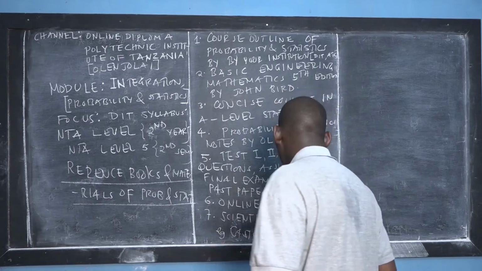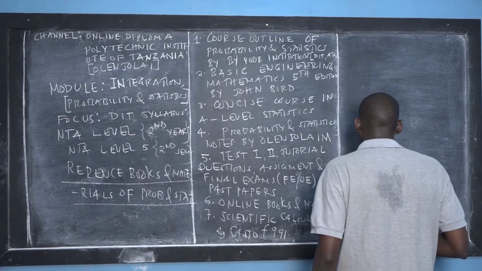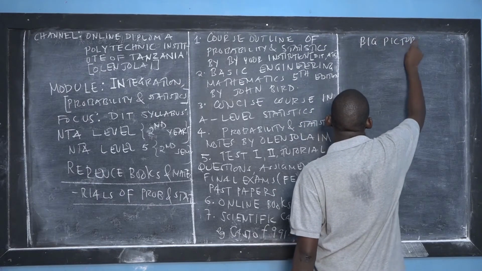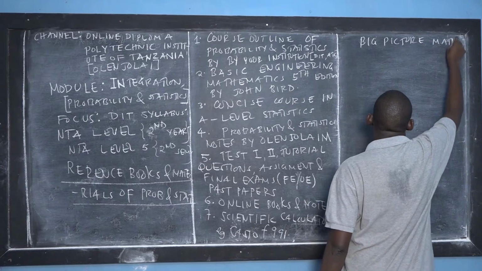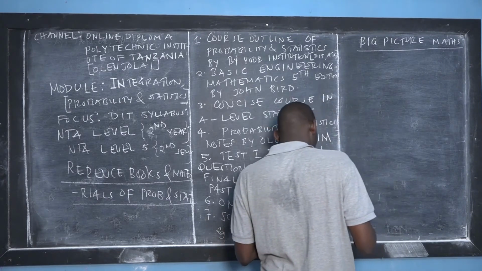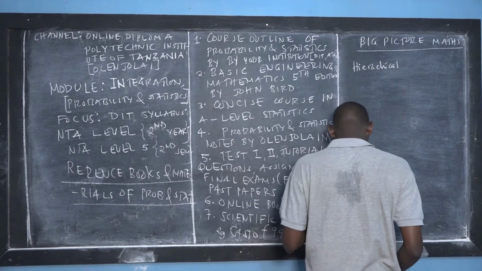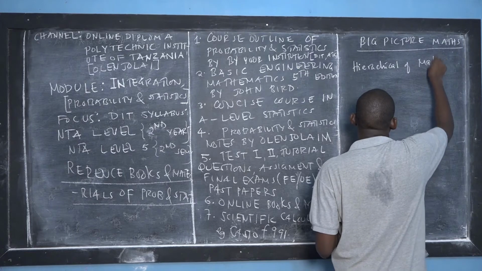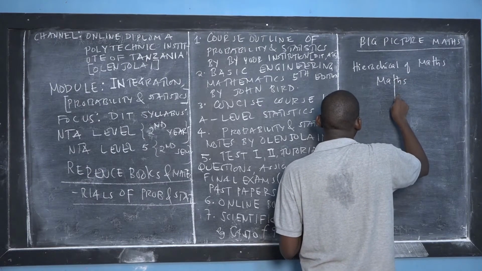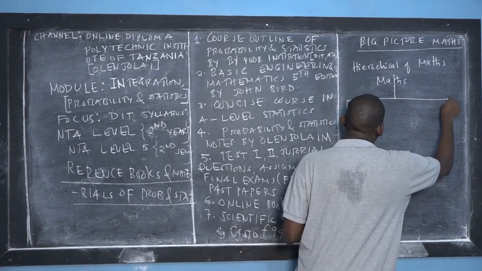Okay, so before I mention the contents of this module, or of one of the topics of this module, which is statistics, I would like first of all to share with you the big picture of mathematics. When I think about mathematics, what do I see? This big picture, I call the hierarchical order of maths. So this is mathematics. Then we have two main branches, which you have to understand.